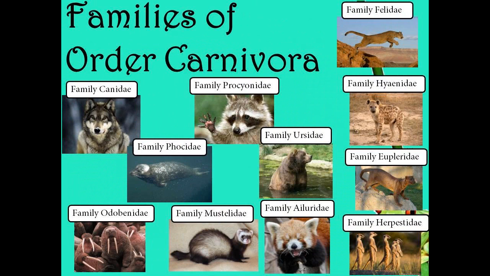There's the family Canidae is wolves, family Odobenidae is a walrus, family Phocidae is the harbor seal, family Procyonidae is the raccoon, family Mustelidae is ferrets, family Ursidae is the bear, family Ailuridae is the red panda, family Felidae has the mountain lion in it, family Hyaenidae is hyenas, family Eupleridae is a fossa, family Herpestidae is the meerkats. So all of these animals are very different. There are lots of families, but again, they all have the teeth, the nose, the turbinates, and the carnassials.